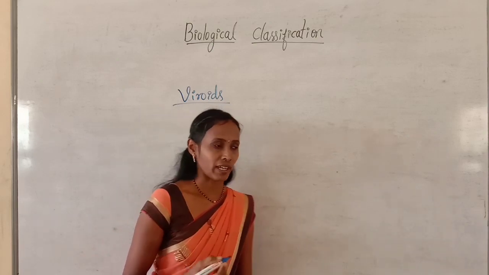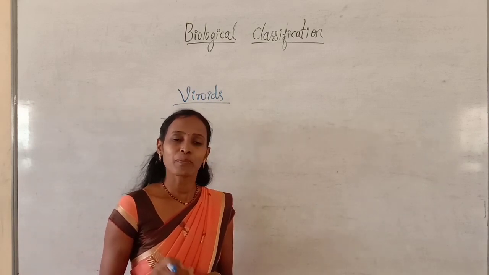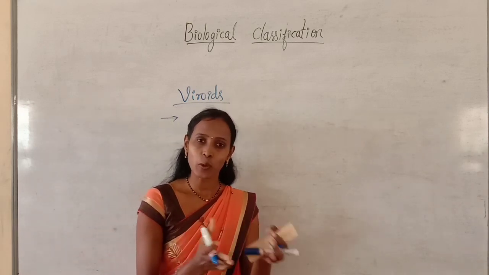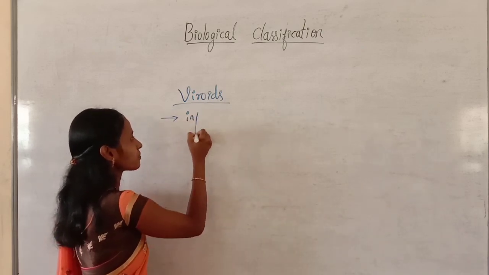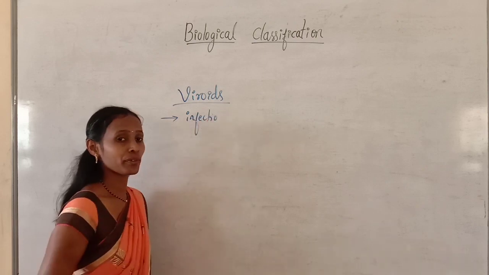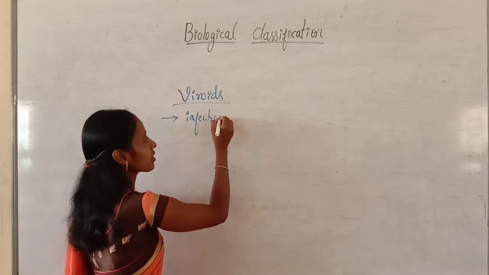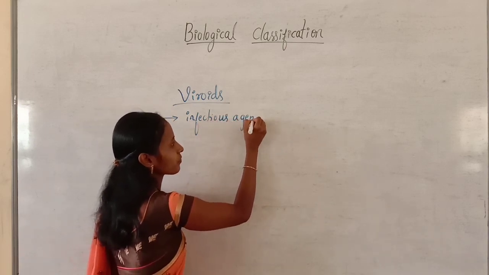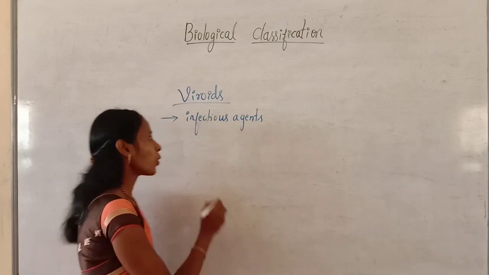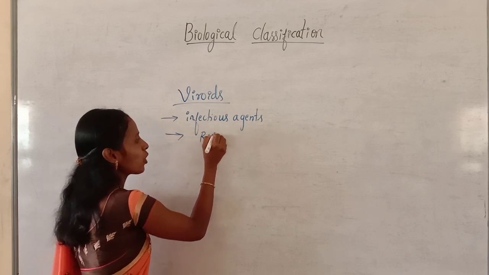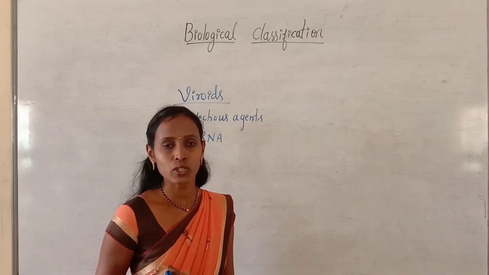They are viroids. So what are viroids? Actually, these viroids are infectious agents. Like viruses, viroids are also infectious agents. As they are acellular, we are not calling them organisms, we are just calling them infectious agents. And they have genetic material, but they have only RNA. They have only RNA as genetic material and they do not contain a protein coat.